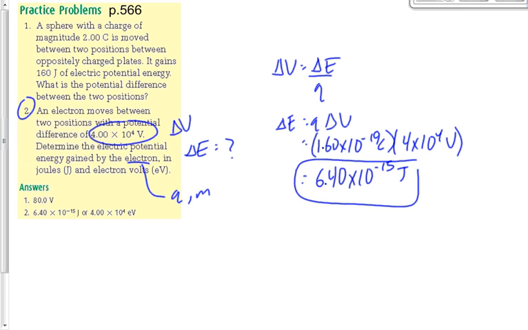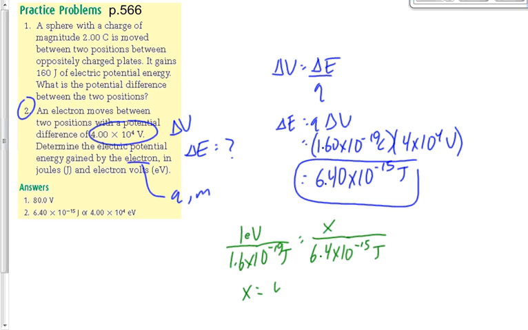All right, now we got to convert that to electron volts as well. So let's do that now. We know that 1 electron volt is 1.6 times 10 to the minus 19 joules. We know that because that's what it says on our data sheet. On the left-hand side of our data sheet, it says 1 electron volt is equal to 1.6 times 10 to the minus 19 joules. So you don't need to remember that. X electron volts is 6.4 times 10 to the negative 15 joules. Solve for X. Okay, we take the 6.4 out by multiplying, divide it by 1.6, and look at what we get. 4.00 times 10 to the 4 electron volts.